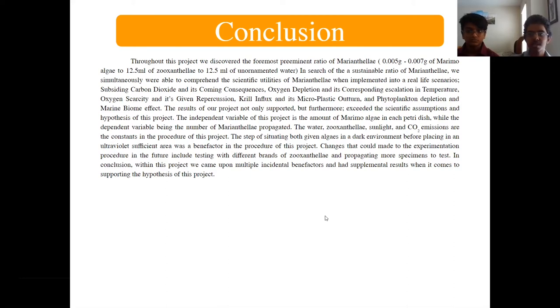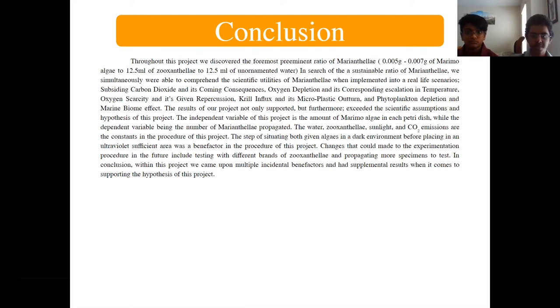In search of a sustainable ratio of Marientli, we simultaneously were able to comprehend the scientific utilities of Marientli when implemented into a real-life scenario, such as subsiding carbon dioxide and its coming consequences, oxygen depletion and its corresponding escalation in temperature, oxygen scarcity and its given repercussion, coral influx and its microplastic outturn, and phytoplankton depletion and marine biome effect. The results of our project not only supported, but furthermore exceeded the scientific assumptions earlier stated in the hypothesis of this project.